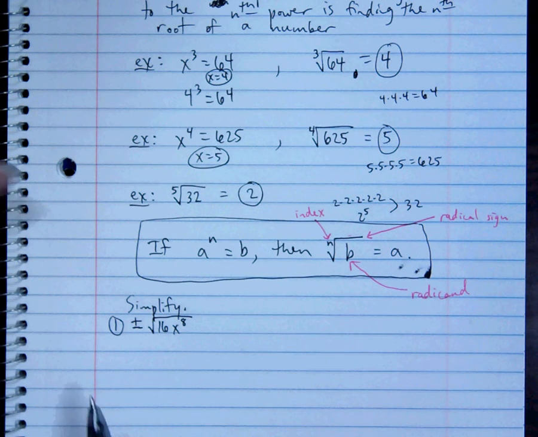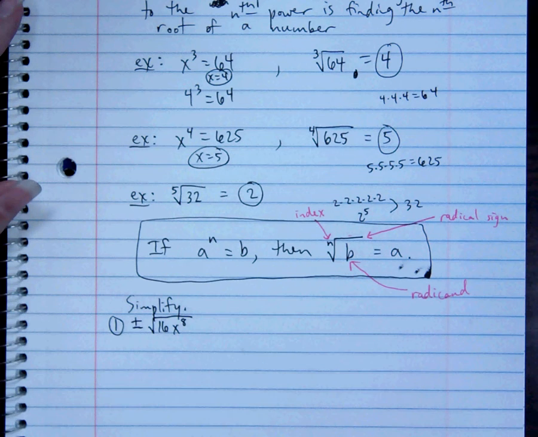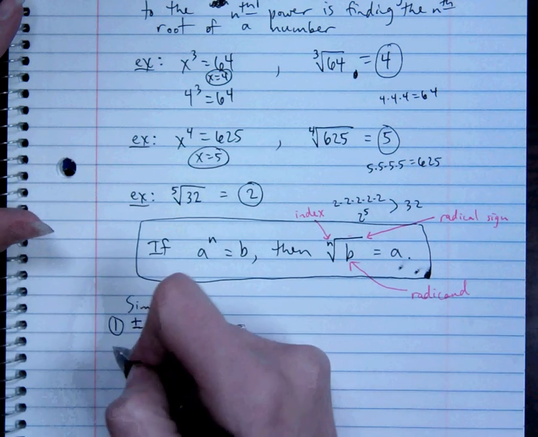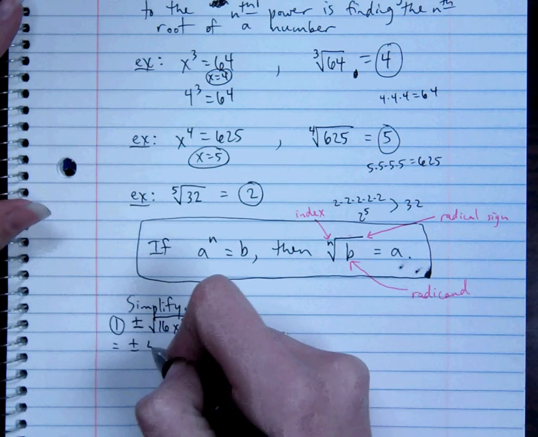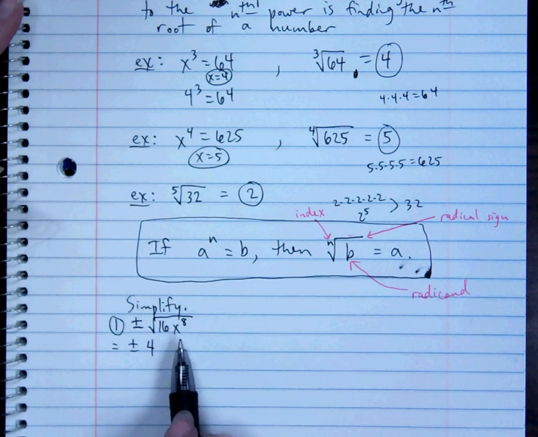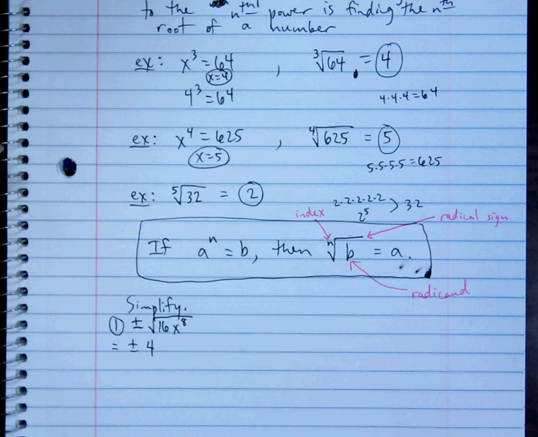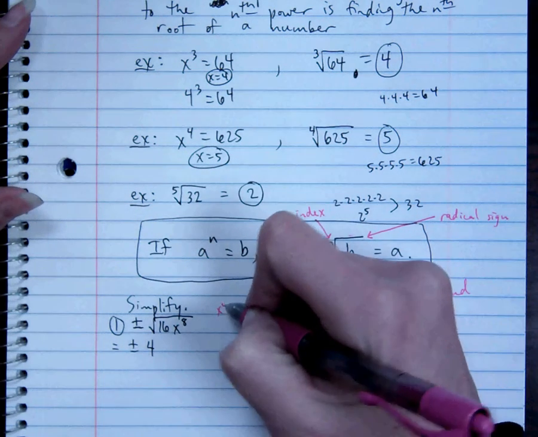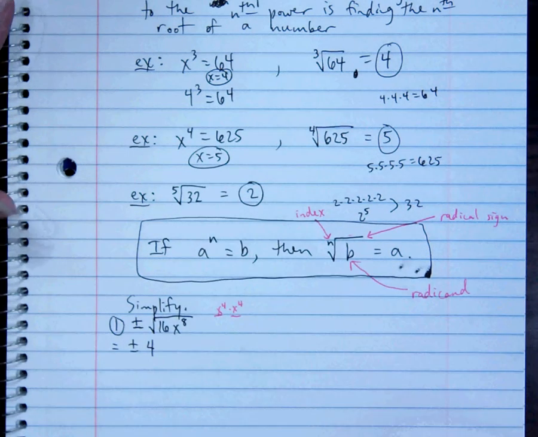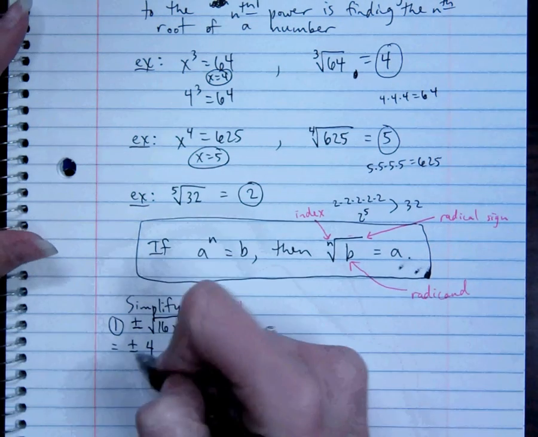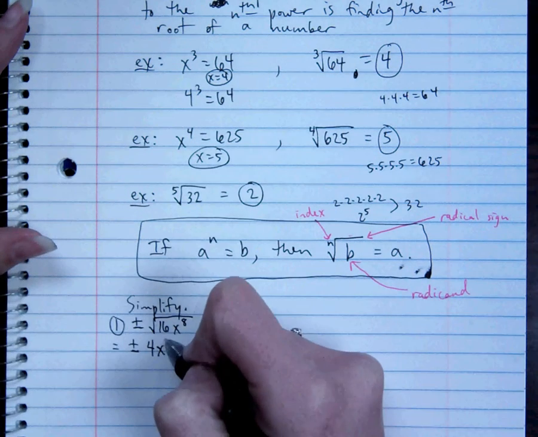I have to think about the square root of 16 and the square root of x to the 8th. And if I think about them separately, we should know the square root of 16 is 4. And then I have to think about what times itself twice is going to give me x to the 8th. And I hope you can quickly, and I'll write it over here, think about that x to the 4th times x to the 4th. That's what times itself 2 times to give me x to the 8th. So I've got plus or minus 4x to the 4th.